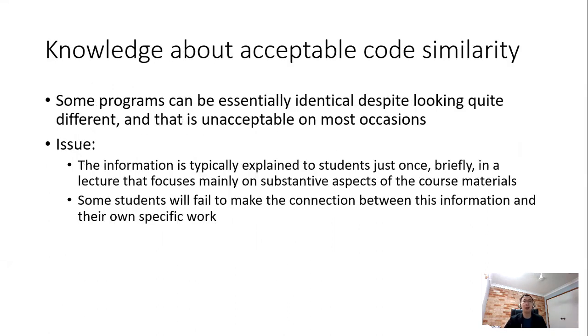Regarding the latter, knowledge about acceptable code similarity. It is basically saying that some programs can be essentially identical despite looking quite different, and that is unacceptable on most occasions. It is simple, but this kind of information is typically explained to students just once, and usually briefly, in a lecture that focuses mainly on substantive aspects of the course materials. As a result, some students will fail to make the connection between this information and their own specific work.